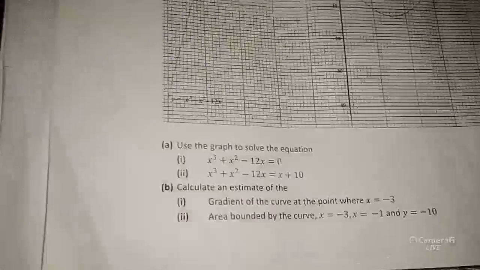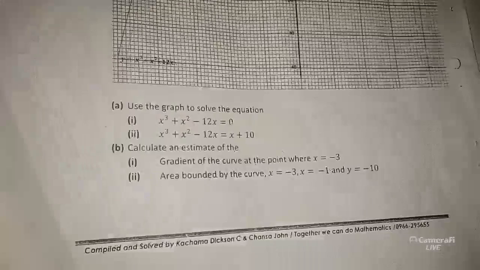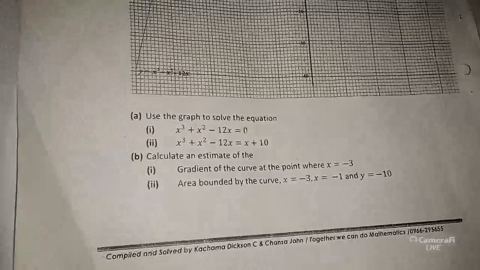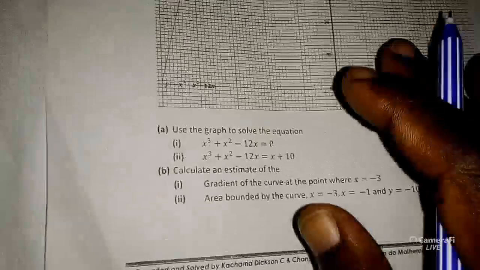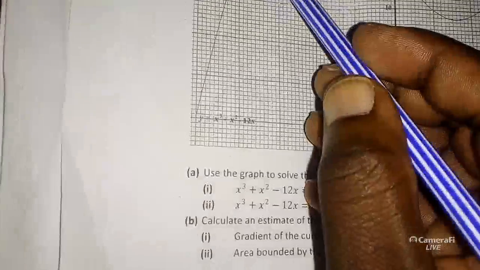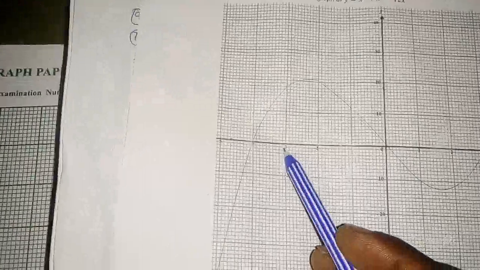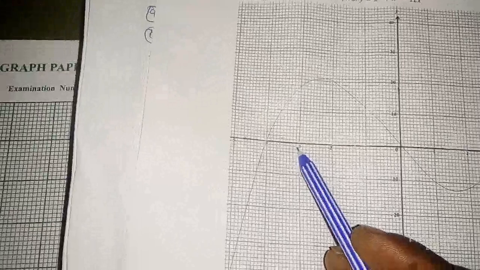Or get them correctly. So we go to the last question. Area bounded by the curve x is equal to -3, x is equal to -1, and y is equal to -10. So you come to the graph here. You come to the graph. Sorry, this is where my pen is. Just check where my pen is.